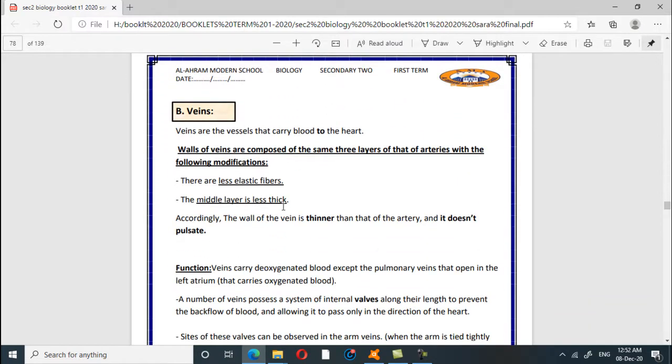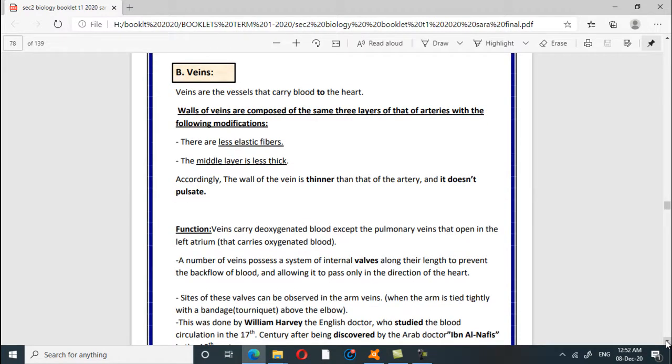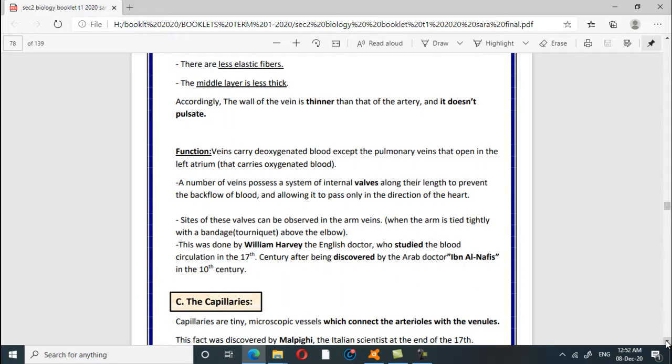Here is the difference between the veins and arteries in the middle layer, which is thinner in the veins, so it doesn't pulsate because it doesn't have enough elastic fibers. The function of the veins is to carry deoxygenated blood to the heart, except for the pulmonary veins, which come out from the lungs and carry oxygenated blood. So the deoxygenated blood, which carries carbon dioxide, is found inside the veins.